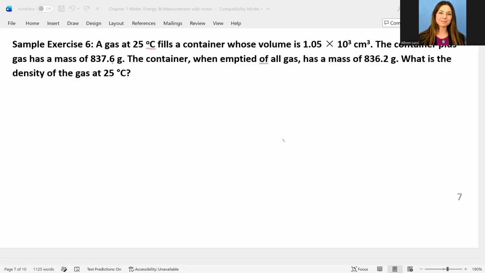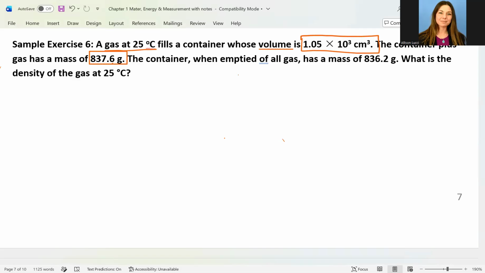In this video, we'll take a look at sample exercise 6. We're told that a gas is at 25 degrees Celsius, so we're given a temperature. We may or may not need that for our calculations. We're also told that we have a volume of 1.05 times 10 to the third cubic centimeters. And then the container that the gas is in has a mass of 837.6 grams.